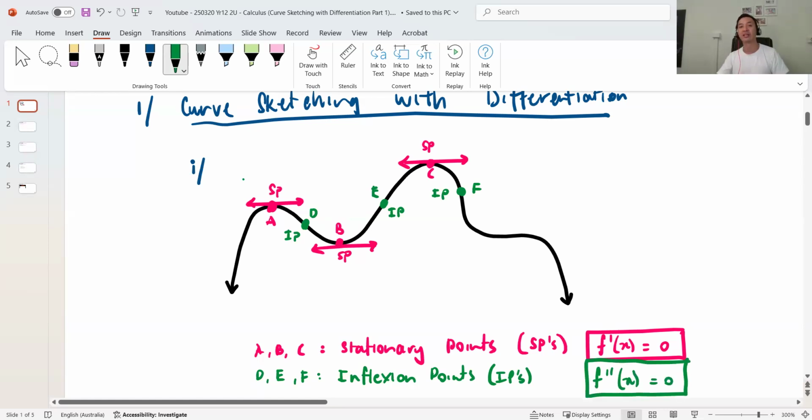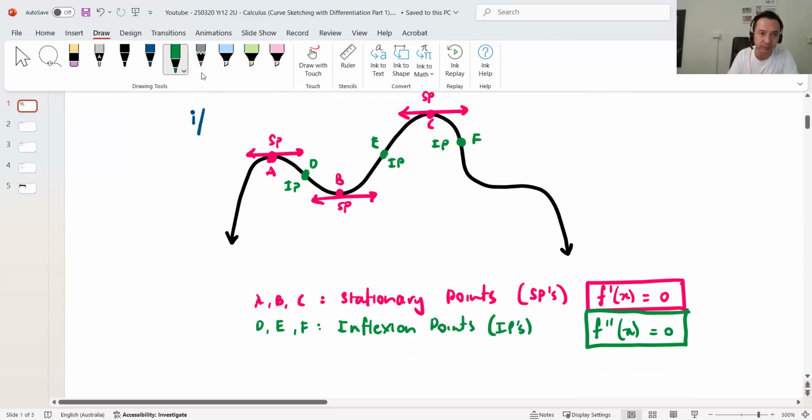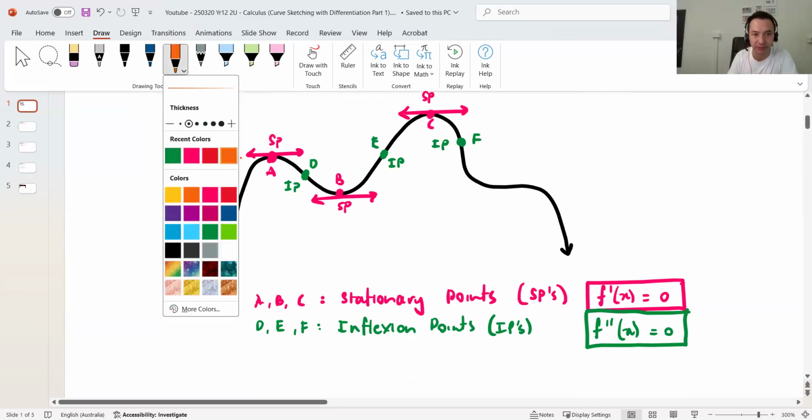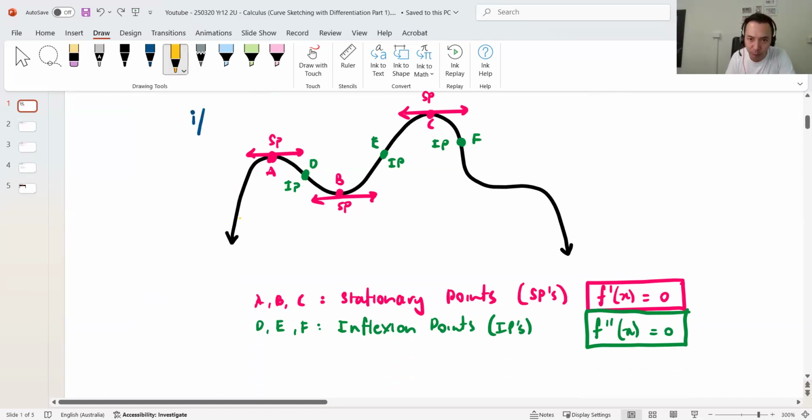And then thirdly, a different color, maybe orange. We have a special point over here. That is both. The gradient at that point is flat, but also, can you see happy face there turning into sad? It's also a mood swing. So let's call that point G. I call that a horizontal inflection point or a HIP.